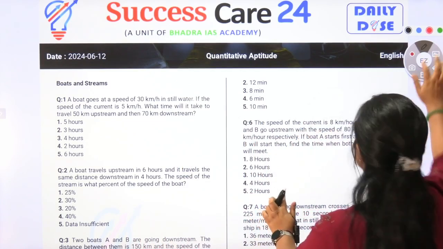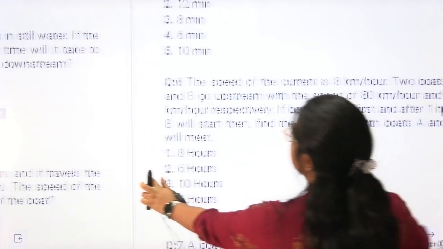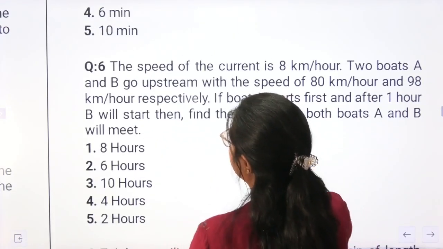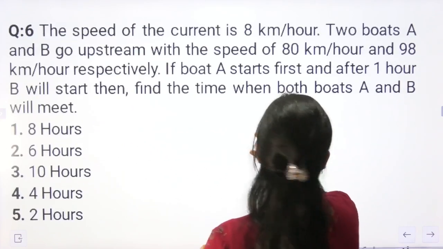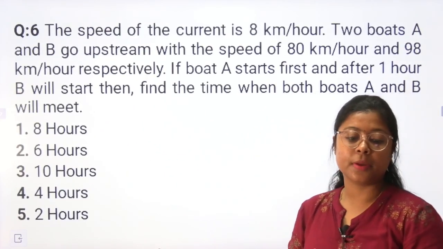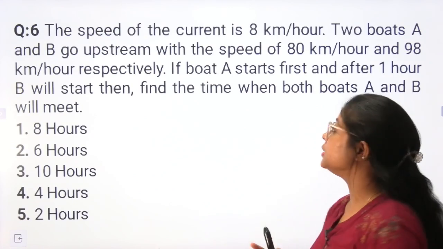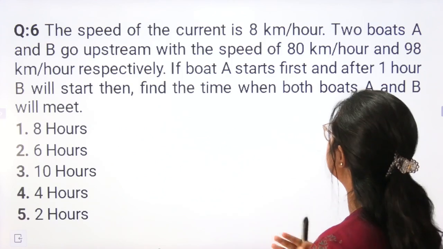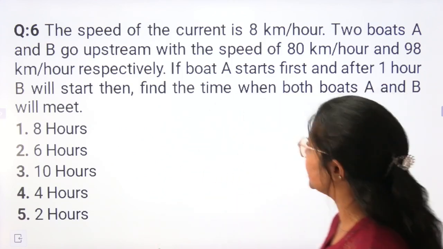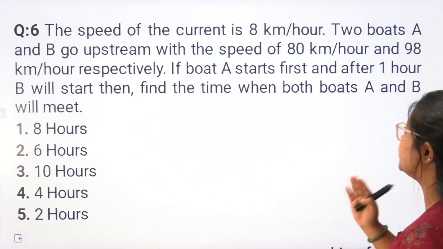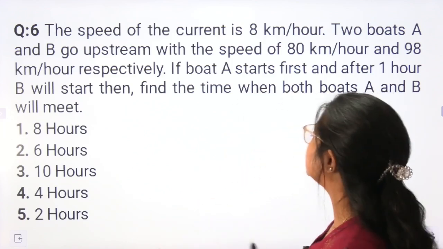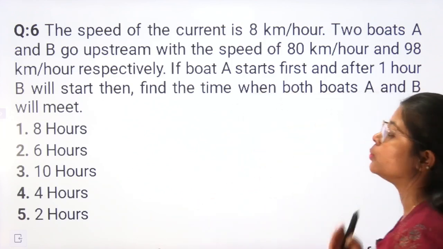So your question number 6 is given as: the speed of the current is 8 km per hour. Two boats A and B go upstream with the speed of 80 km per hour and 98 km per hour respectively. If boat A starts first and after 1 hour B will start, then find the time when both boats A and B will meet.